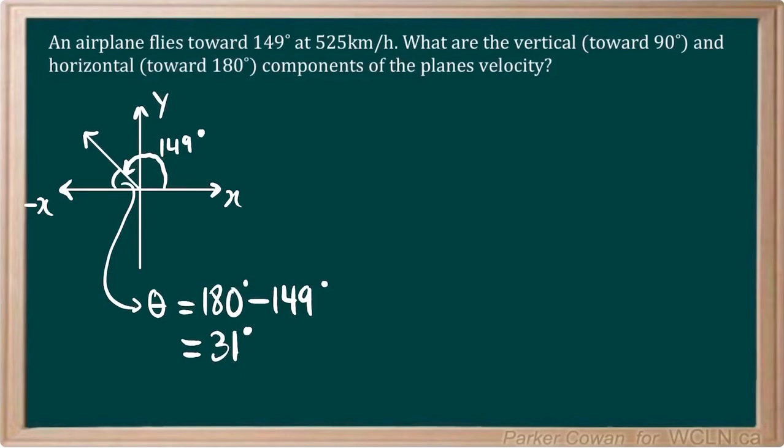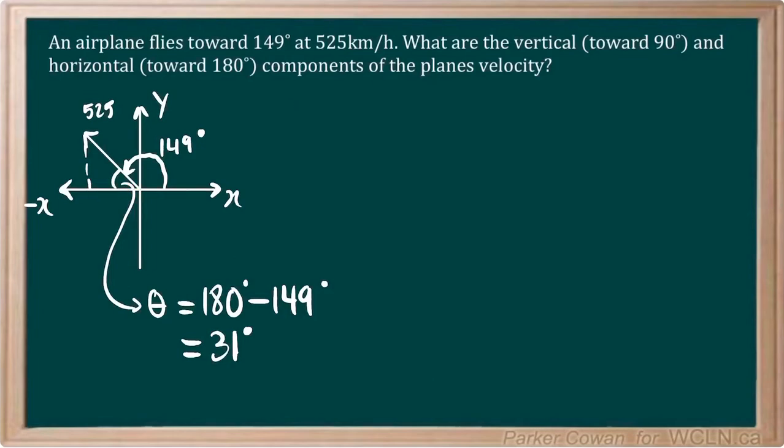Now the hypotenuse of this right triangle, we already know, right? It's 525 kilometers per hour. So we can actually treat this as a triangle and use our trig ratios, cos and sine, to find the side lengths. So let's go ahead and find the horizontal first. Now we're going to use cos for that one because it relates the hypotenuse to the adjacent side. And the adjacent side is going to be this leg right there.